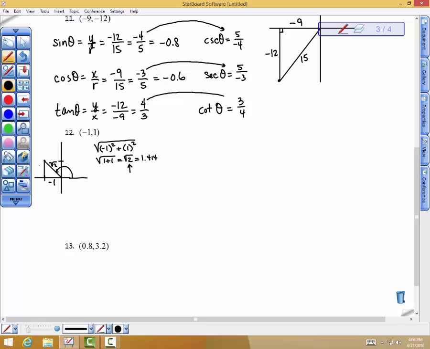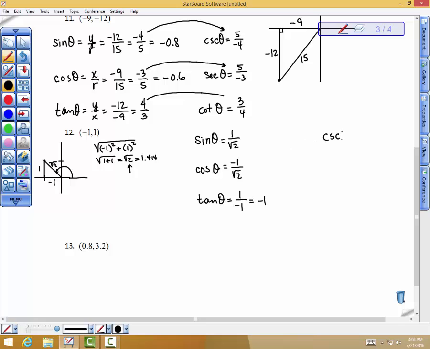Again, this leg is a negative 1. This leg is a positive 1. And we go write the values for the sine, cosine, and tangent of the trig functions. Now I'm not going to take the time because of space on these videos. Sine is equal to y over r. Cosine is equal to x over r. And tangent is equal to y divided by x. Let's go ahead and do these other three.